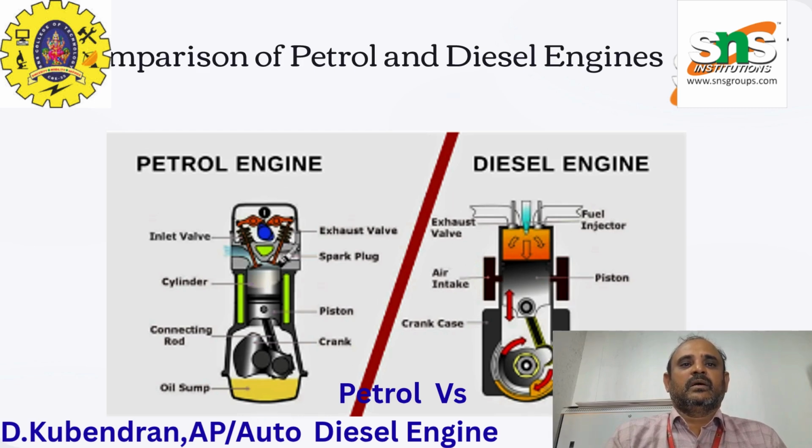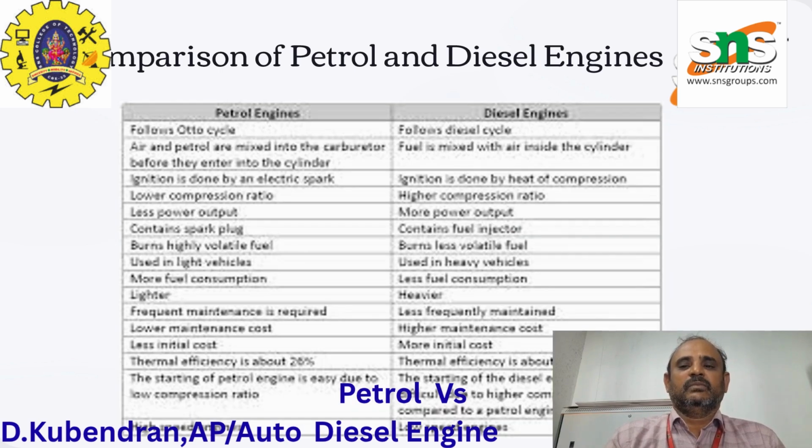The next parameter is compression ratio. Compression ratio is nothing but the ratio of the maximum volume to the minimum volume. In a petrol engine the compression ratio is low, 6:1 to 10:1 maximum. In a diesel engine the compression ratio is higher, 14:1 to 22:1. That's why the compression ratio is high in a diesel engine.